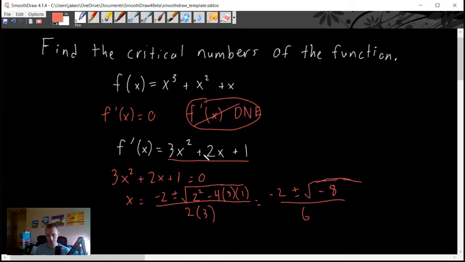So in this case, we're running into some issues with this condition of taking the derivative and setting it equal to 0. We're not going to get any real x values that cause that.